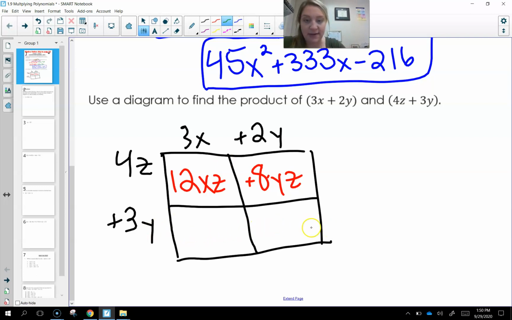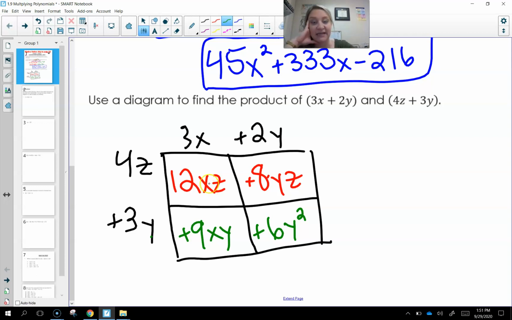Do the same thing across the bottom. So now we're going to do 3y with 3x. 3 times 3 gives me a positive 9. X times y, again, we're going to keep it alphabetical. We're going to keep it xy. And then this last corner, we're going to take 3y, multiply it by 2y. 3 times 2 gives me a positive 6. Y times y this time gives me a y squared. Okay. So once we fill in all the different pieces of our table, then we can see if any of them have like terms that I can combine.